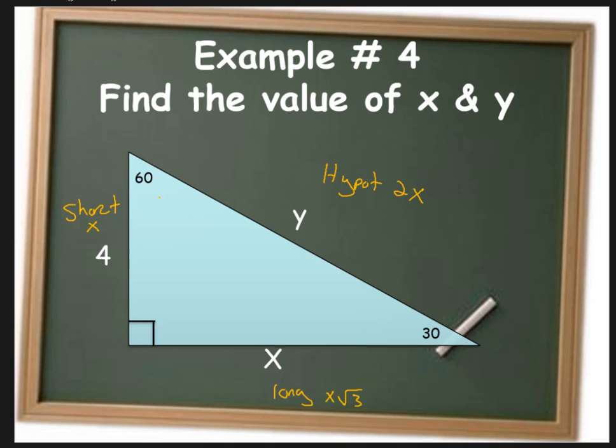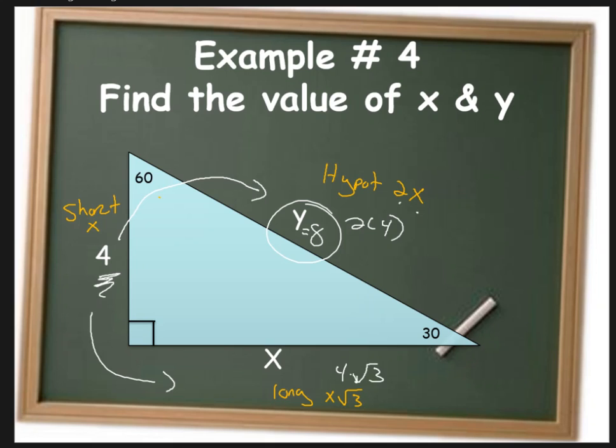So the short leg is 4. That means that the hypotenuse is 2 times 4. 2 times 4 is 8. So our hypotenuse is 8. Our long leg is going to be 4 times the square root of 3, which is just 4 root 3.